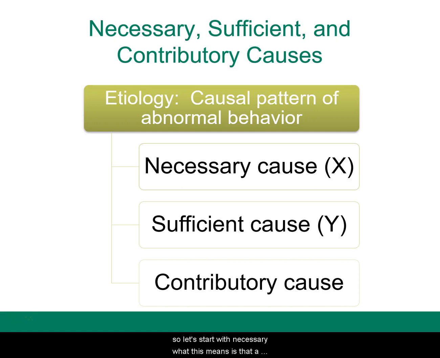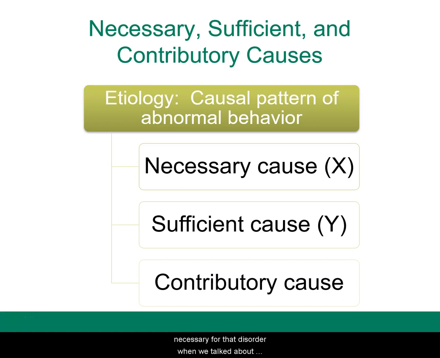What this means is that a characteristic must exist for a disorder to occur. An example here would be the general paresis that we see in regard to syphilis. Those individuals suffering from general paresis must have contracted the syphilis virus. So syphilis is necessary for that disorder.